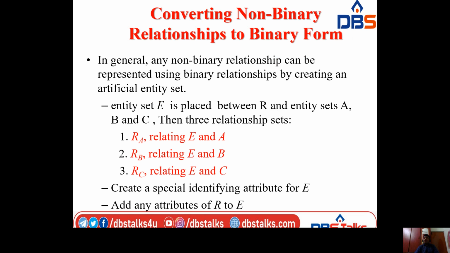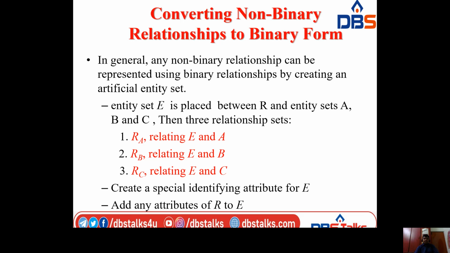Now coming to converting non-binary relationships to binary form. How are we converting non-binary relationships into binary form? In general, any non-binary relationship can be represented using binary relationships by using an artificial entity set. We create one artificial entity set in between the relationship sets. By creating an artificial entity set, we can convert a non-binary relationship into binary form. Entity set E is placed between R and the entity sets A, B and C. Then three relationship sets like this.